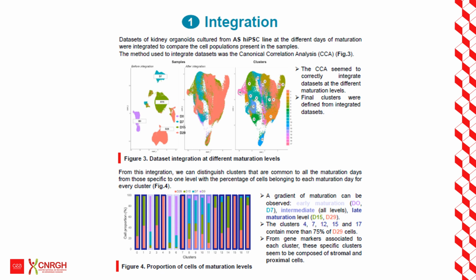The comparison of proportion of cells in clusters for each sample at each day of maturation highlighted a maturation gradient: an early maturation represented by clusters composed of day 0 and day 7 cells, an intermediate one with clusters composed of cells from whole maturation days, and a late maturation represented by clusters composed only of day 15 and day 29 cells. We also found specific clusters for day 29 corresponding to stromal and proximal cells.